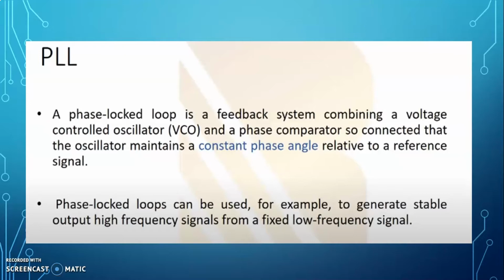Hence, without the phase lock loop, the voltage controlled oscillator is not used, because it is easily affected by noise and temperature. Hence, it does not produce a constant high output frequency signal. So we use the phase lock loop. By using the phase lock loop, the voltage controlled oscillator generates a constant high frequency output signal.